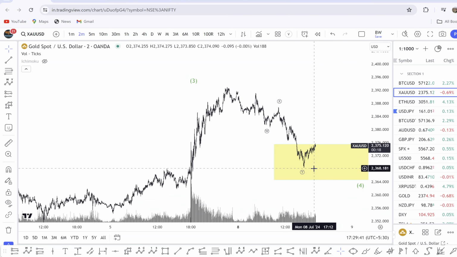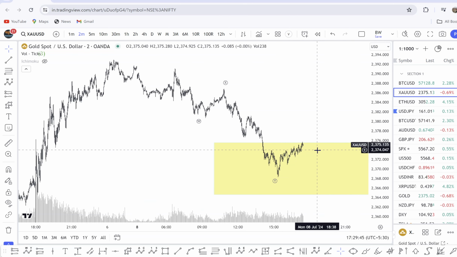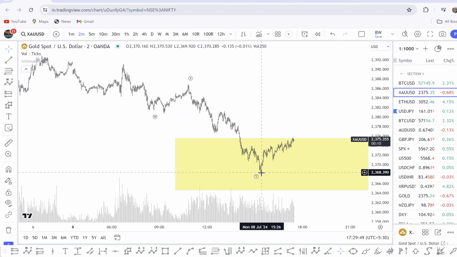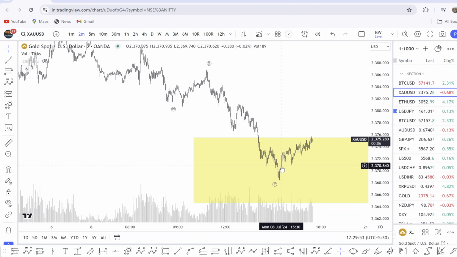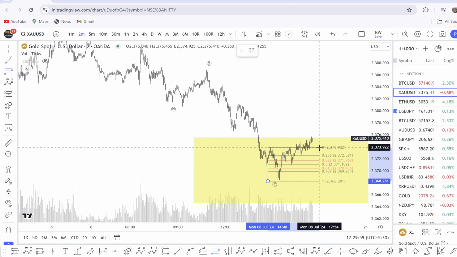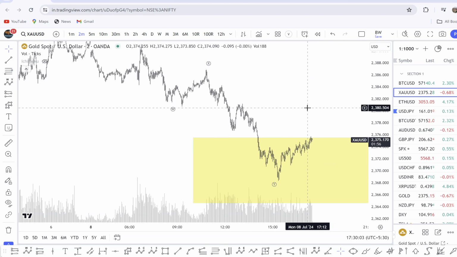Now it's very small 5 waves. 1, 2, 3, 4, and 5. And the correction is nearly 50%.